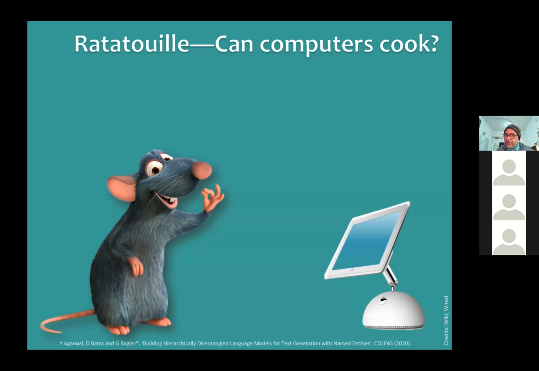And I don't know how many of you have seen this movie Ratatouille. At this point, I would like a show of hands from you guys, thumbs up or a point, in the chat box. How many of you have seen this movie Ratatouille?